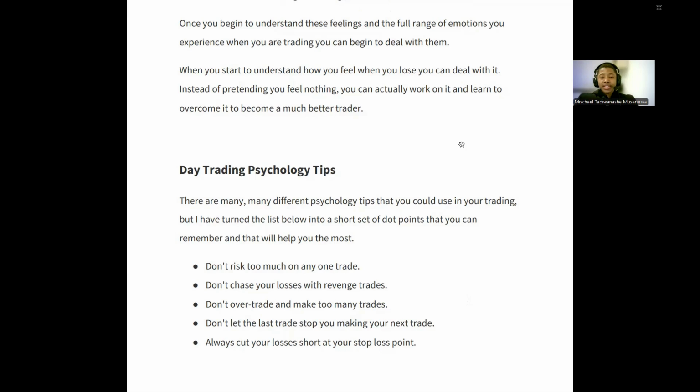Do not overtrade and make too many trades. There is something called the trading trifecta, guys. Overtrading, people may think that it is how you earn more money, but overtrading is how you lose more money. Why? Because the more you trade, the more your losses also compile.